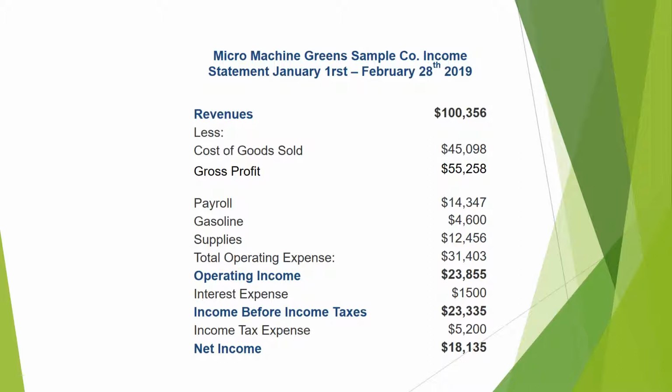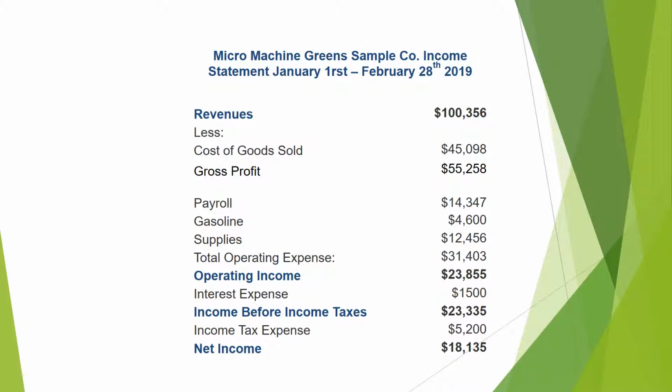All right, so here we have an example of MicroMachine Green's income statement from January 1st to February 28th, 2019. So once again, remember we're talking about how a balance sheet is a single date, whereas the income statement is going to be over a period of time. So here we have a period of 2 months. At the top, we show all the revenues that came in from that period of time, just over $100,000. And then we start subtracting the expenses.